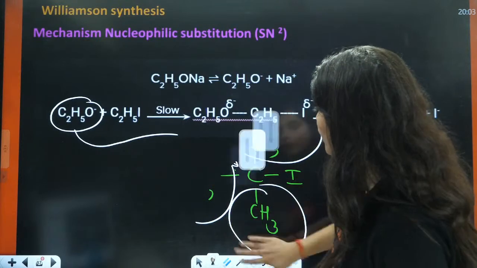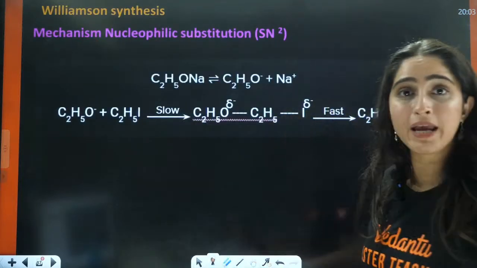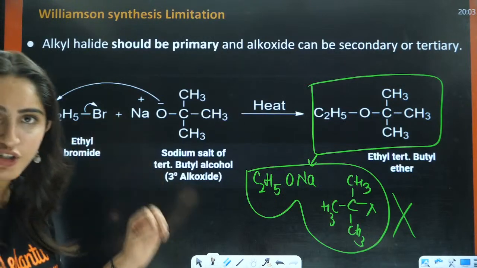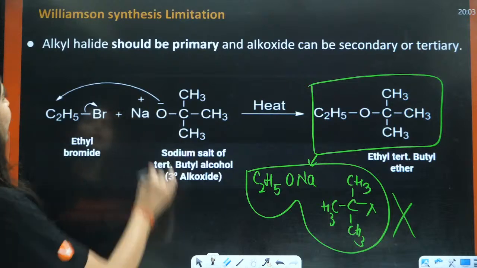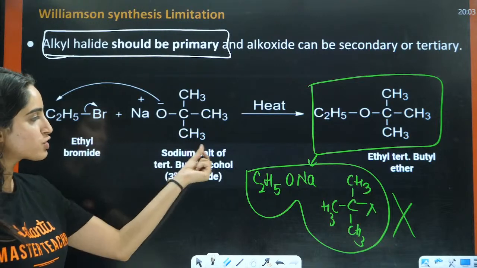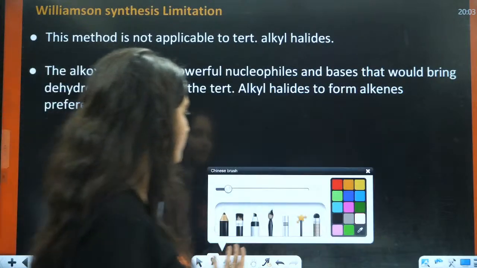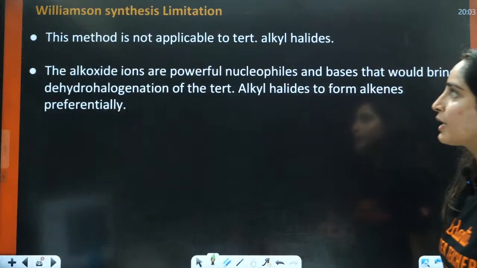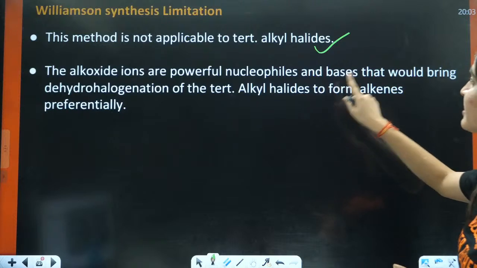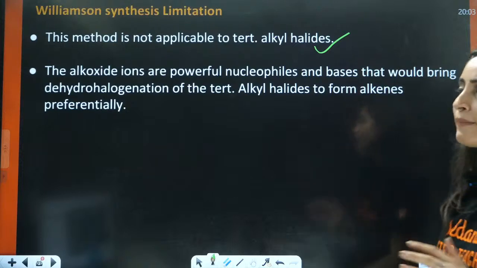Okay, understood? Your alkyl halide should be primary in nature. It should not be tertiary or secondary. That is why for this, the alkyl halide should be primary, right? This is why this alkyl halide is primary and the sodium salt of this can be tertiary also, right? Okay, guys. Now, next is, this method is not applicable to tertiary alkyl halide, as I have told you. The alkoxide ions are powerful nucleophiles, and based on that they would bring dehydrohalogenation of the tertiary alkyl halides to form alkenes preferably.